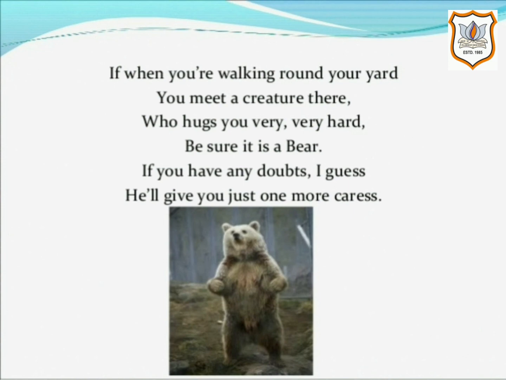Next line. If you have any doubts, I guess he will give you just one more caress. Here there are three figures of speech, that is personification, alliteration and repetition. Personification because the bear is given the human trait of caressing. Alliteration because the consonant sound g is repeated in the words give and guess. And repetition because the word you is repeated for poetic effect.